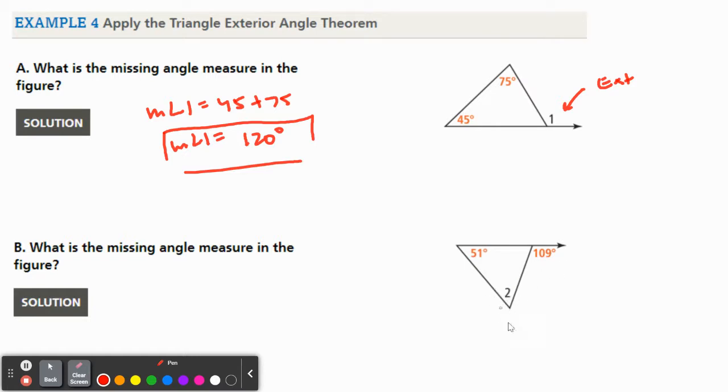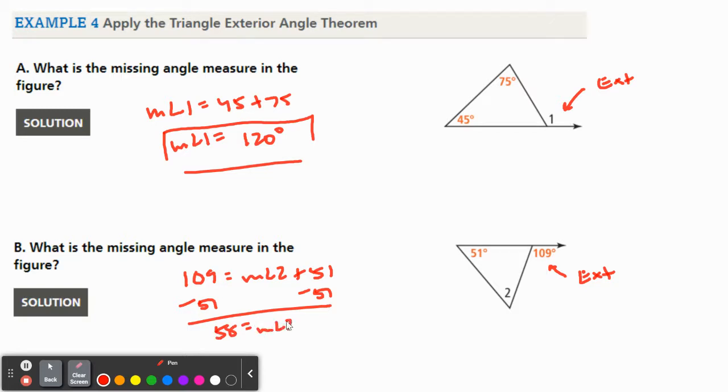Angle 2 is our missing angle measure, but it's one of the remote interior angles. 109 is your exterior angle. So 109 is equal to the sum of angle 2 and 51 degrees. Now to get angle 2 by itself, you have to subtract 51 on both sides. When you do that, you get 58 equals the measure of angle 2. So the measure of angle 2 equals 58 degrees in this case.